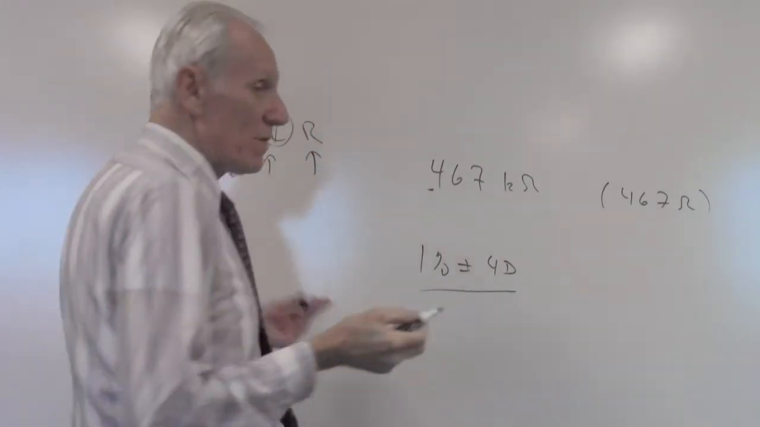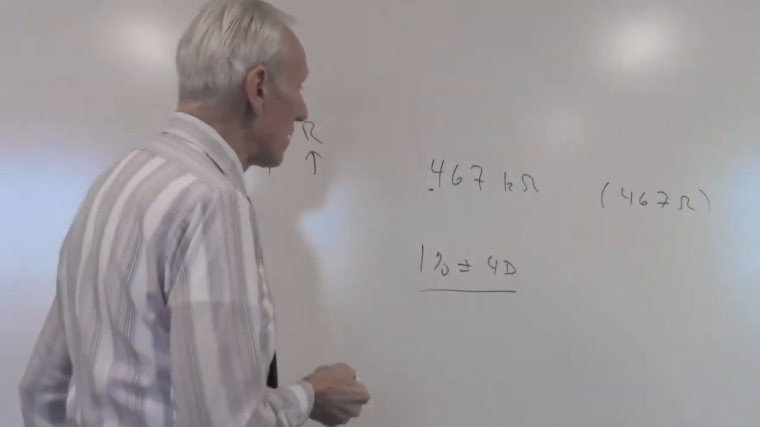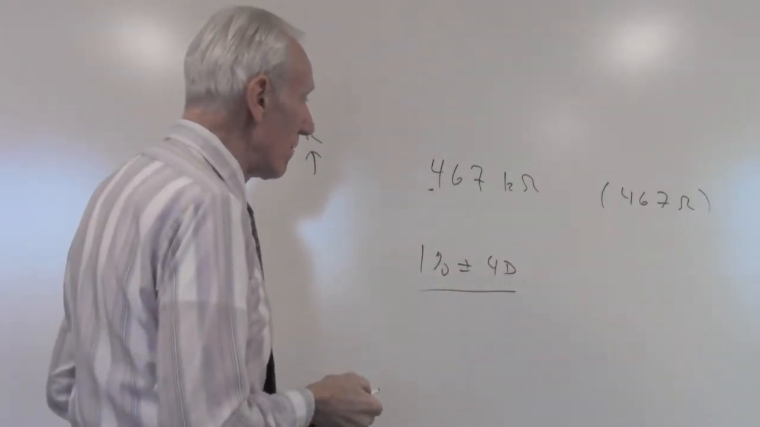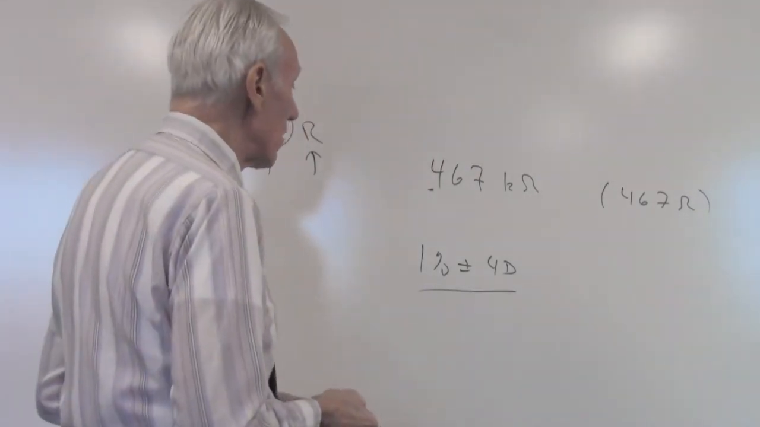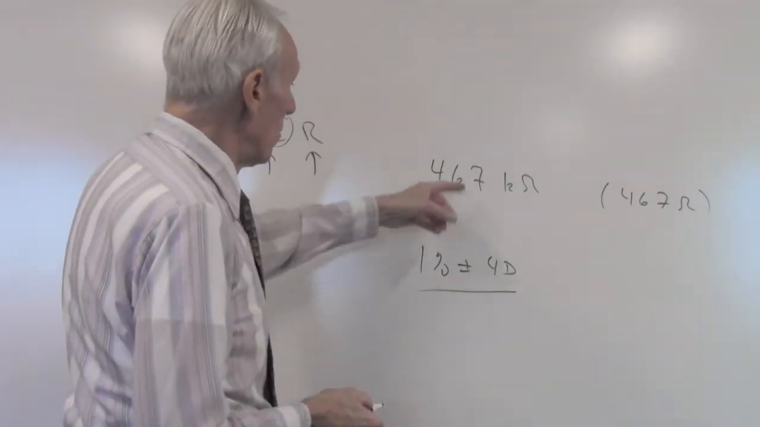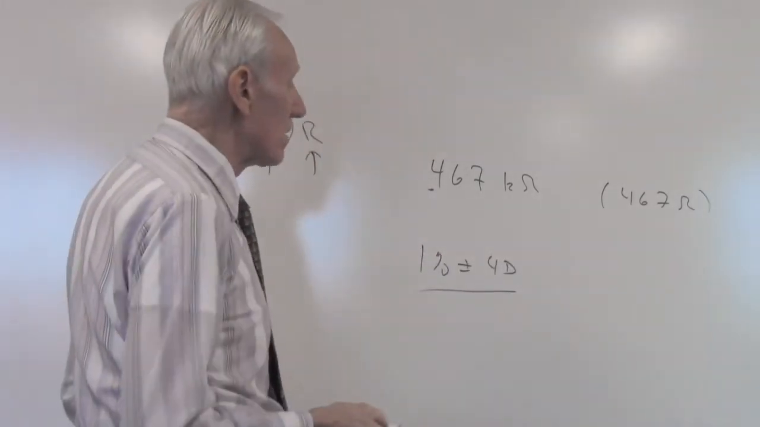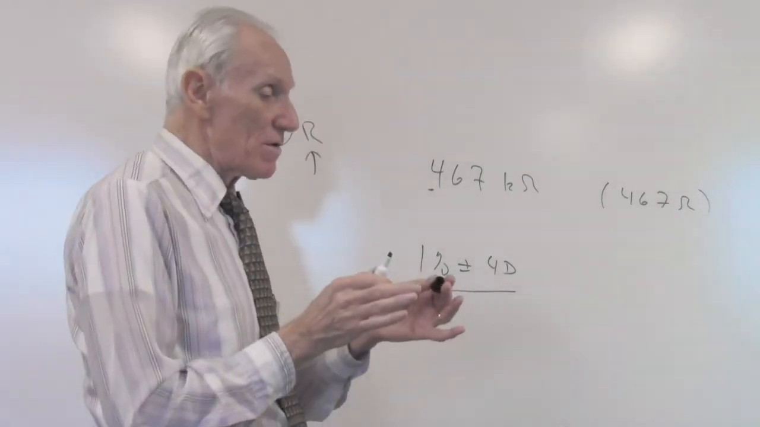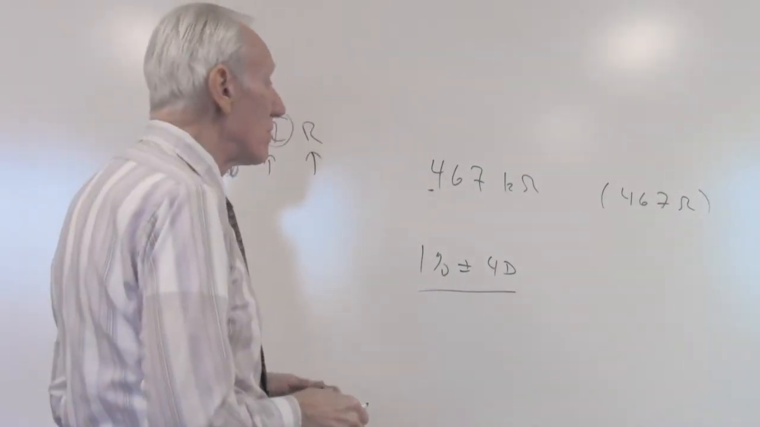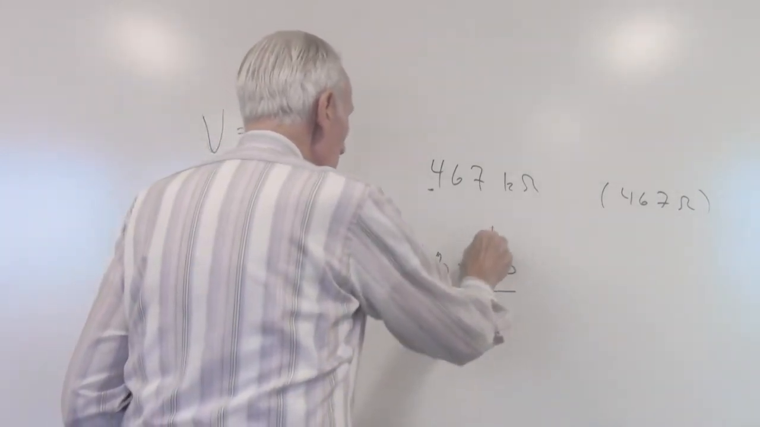Okay. Well, 1%, you know what that is. 1% of 467 is 4.67, or rounded off to one digit is 5. So this is accurate to plus or minus 5 ohms. So from 462 to 472. So that narrows it down much better than the panel meter, the analog meter did before. But we're not done yet.